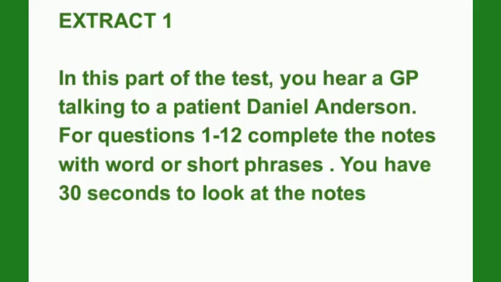Part A. In this part of the test, you'll hear two different extracts. In each extract, a health professional is talking to a patient. For questions 1 to 24, complete the notes with information you hear. Now turn over and look at the notes for extract 1. Extract 1, questions 1 to 12. You hear a GP talking to a patient called Daniel Anderson. For questions 1 to 12, complete the notes with a word or short phrase. You now have 30 seconds to look at the notes.